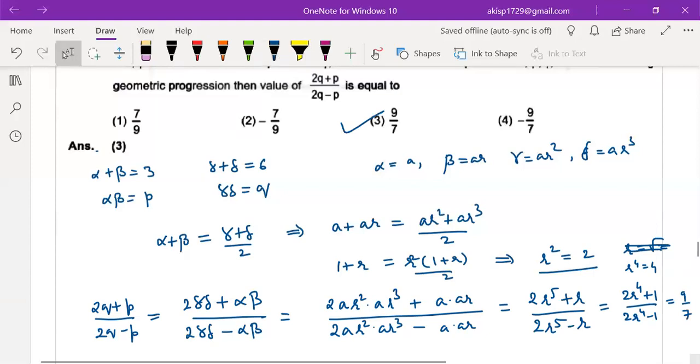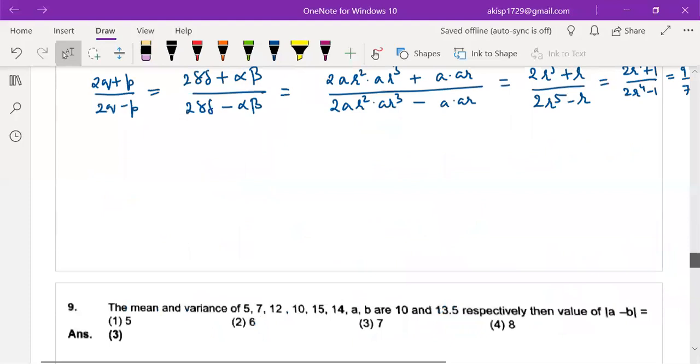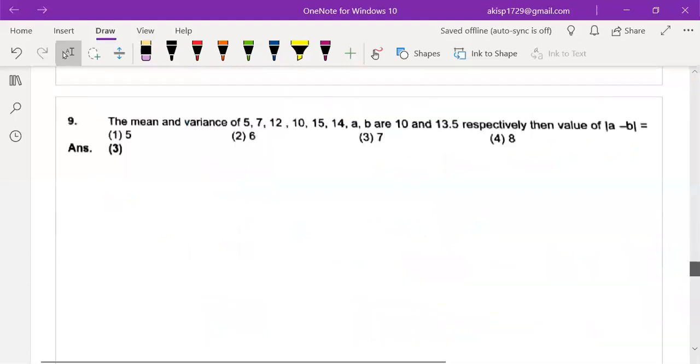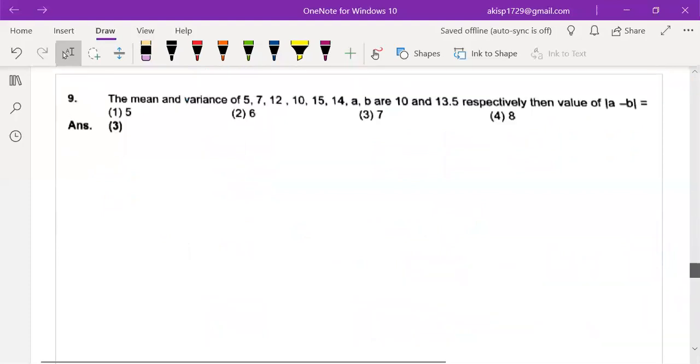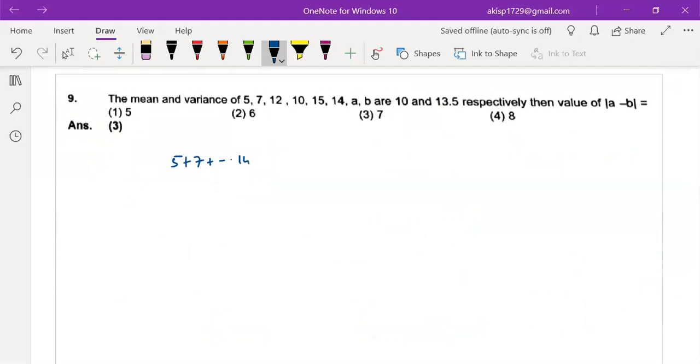Okay, so let us move on to the next question. The mean and the variance are given. So this is a simple question. Mean means the average of all these. So the average of all these numbers is given to us as 10. That means 5 plus 7 plus so on, and 14 plus A plus B. Average, these numbers are 8 in number. So this by 8 is given to us as 10. So this gives me that A plus B value. I can see that A plus B comes out as 17 here.